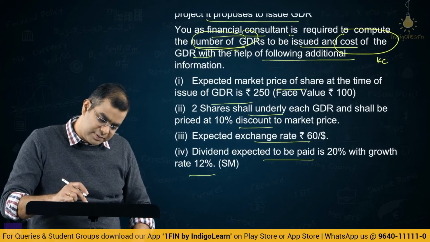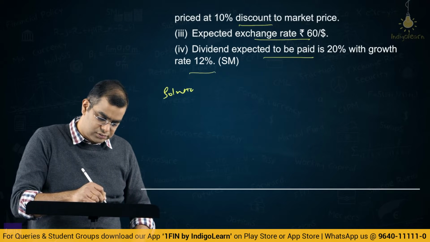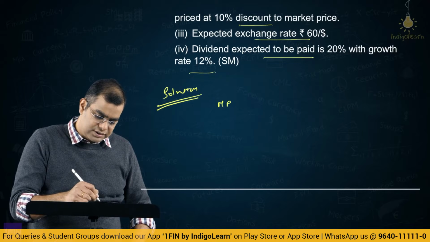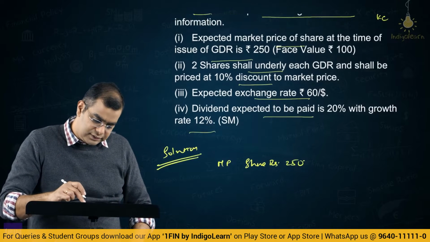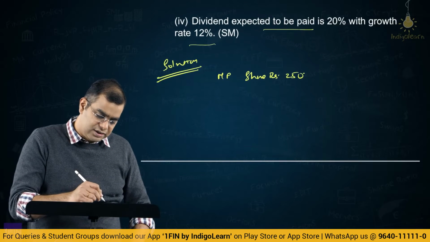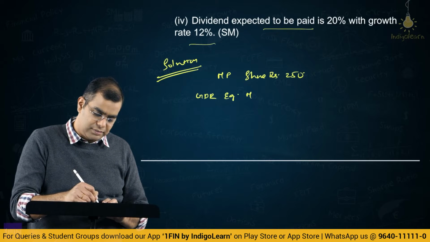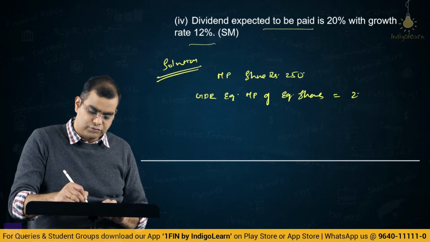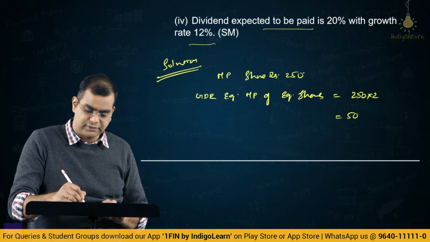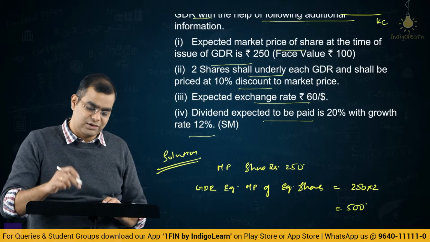Solution. First, what they said: expected market price of share at the time of GDR is rupees 250. Then 2 shares underlie each GDR. So, the GDR equivalent market price of equity shares is equal to 250 into 2, that is equal to 500. Then 2 shares shall underlie each GDR and shall be priced at a 10% discount to the market price.